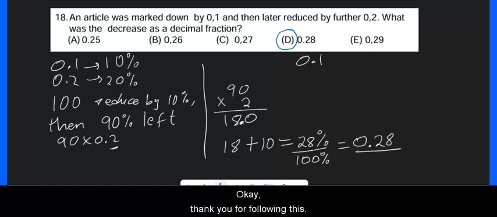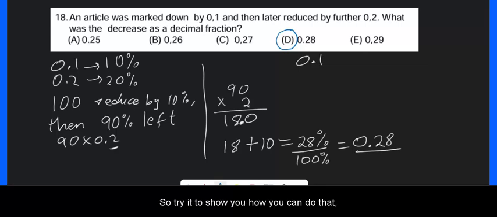Okay. Thank you for following this. And I believe there are different ways of solving the same problem. And whatever we solved from question 1 to question 18, you can solve those problems in different ways. So you can use different methods. However, remember, you don't use a calculator. So you need to be able to multiply the decimals, you need to be able to divide, you need to be able to do all this without using a calculator.